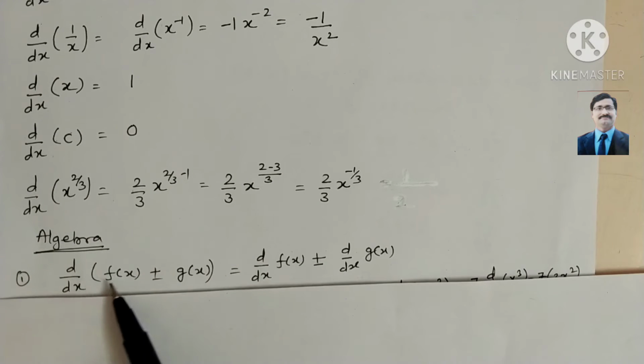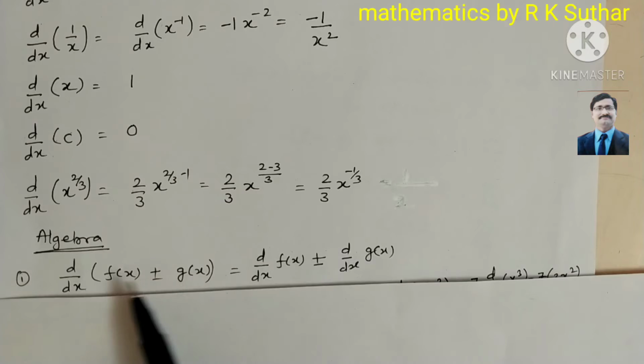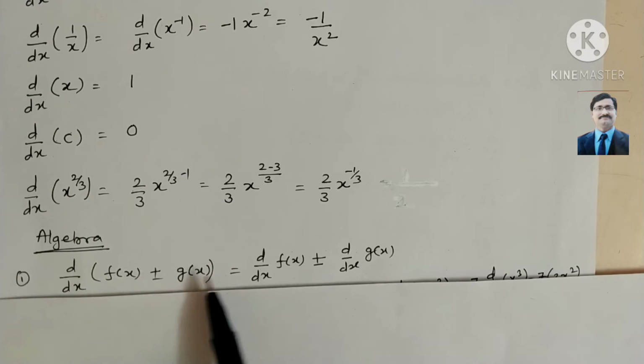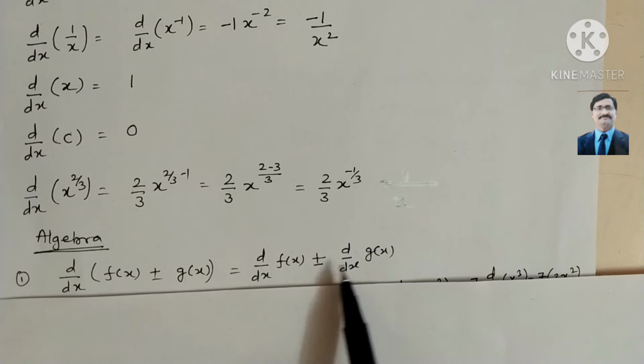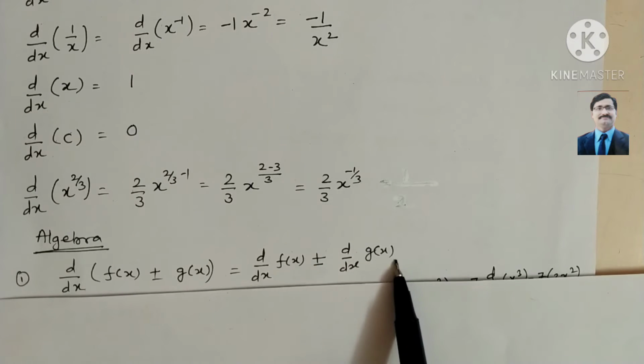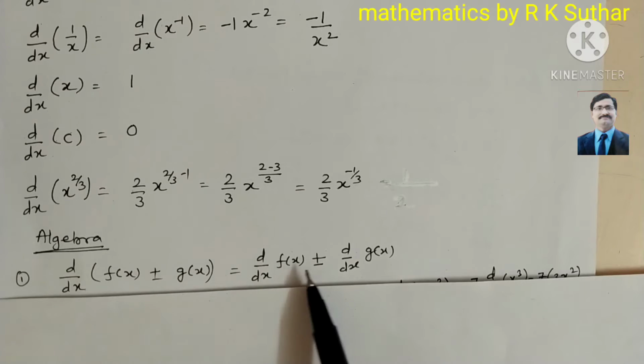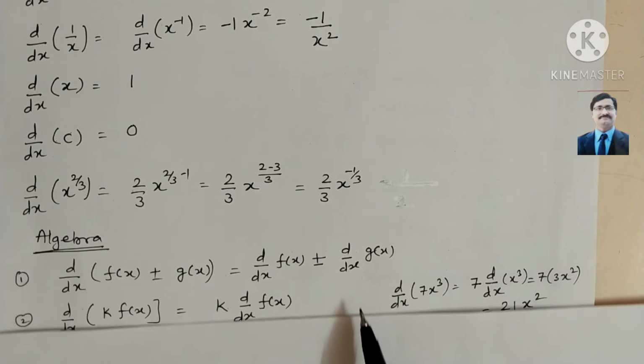Look here, some algebra you have to understand. The differential of f(x) plus or minus g(x): we can do separate derivatives. First we do the differential of f(x), then plus or minus, then the differential of g(x). Meaning if plus or minus is given, then we can directly do separate differentials.